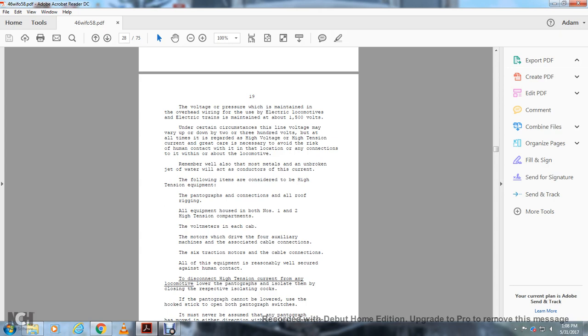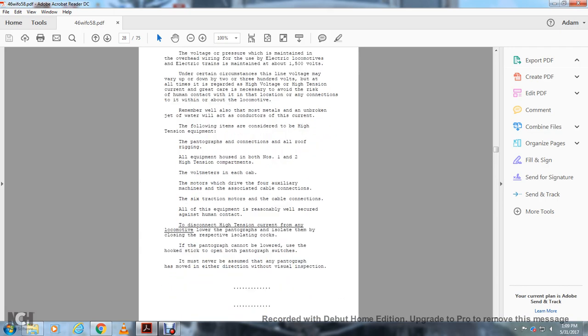Remember, water is also a conductor, as are most metals, and will also act as a conductor for the current. The following items are considered high tension equipment: the pantograph, the connections to all roof rigging, all equipment housed in both number 1 and number 2 high tension compartments, a voltmeter in each cab, the motors driving the 4 auxiliary machines with their cable connections, and the 6 traction motors with cable connections. Also, this equipment is reasonably well secured against human contact.